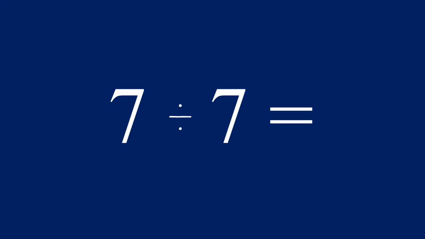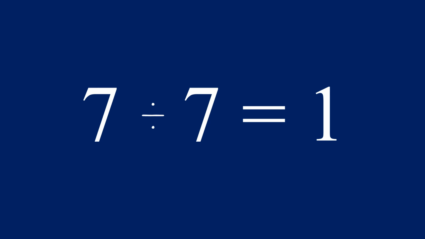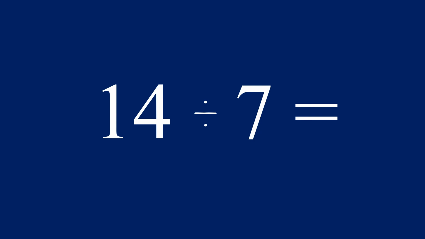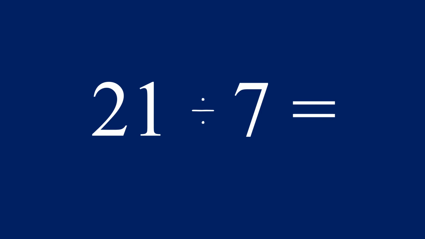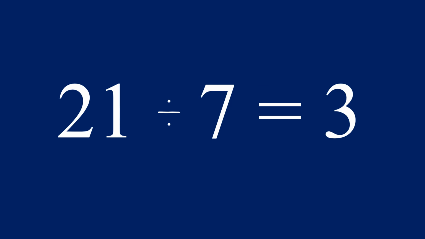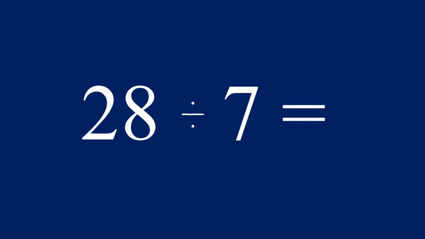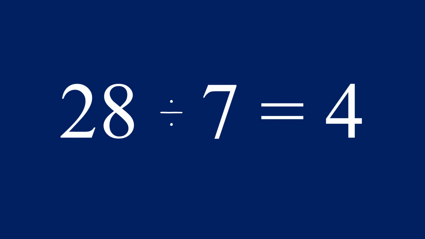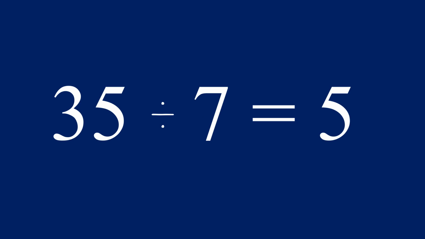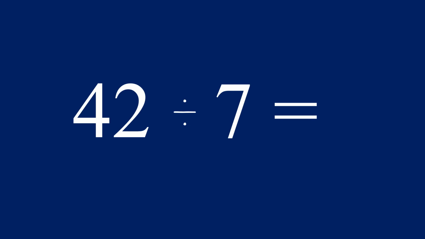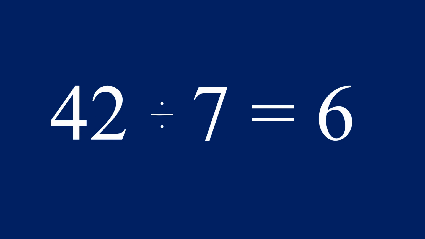7 divided by 7 equals 1. 14 divided by 7 equals 2. 21 divided by 7 equals 3. 28 divided by 7 equals 4. 35 divided by 7 equals 5. 42 divided by 7 equals 6.